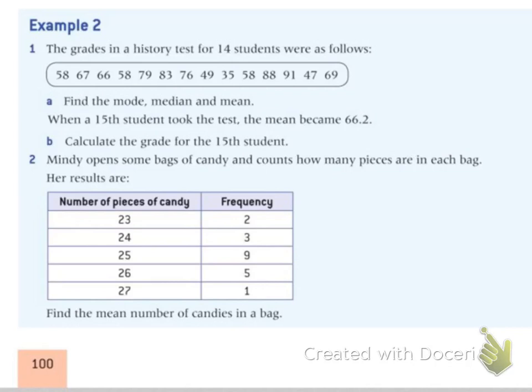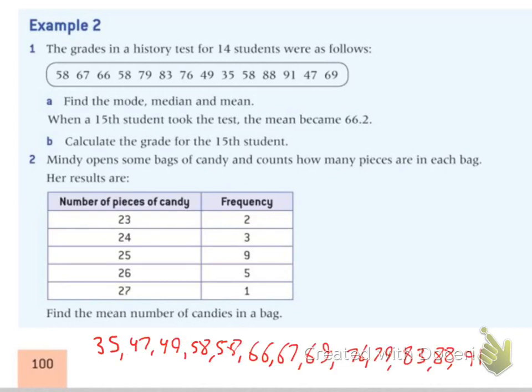When a 15th student took the test, the mean became 66.2. Now I'm going to pause the video so I can find some values here real quick. Remember, I'm going to right now put them in order. I'm going to find the middle number. I'm going to put them in order, and then what we should do is find the mean of the group right now, to find the total at least. So do that.